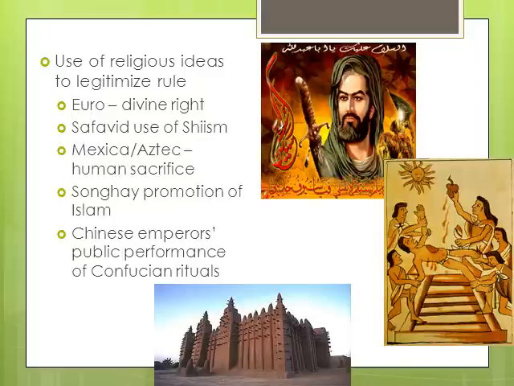Chinese emperors performed public rituals that showed their support of Confucianism, but also told the people that they were supposed to follow this as well and look at them as leaders, using li, ren, and xiao, particularly xiao.